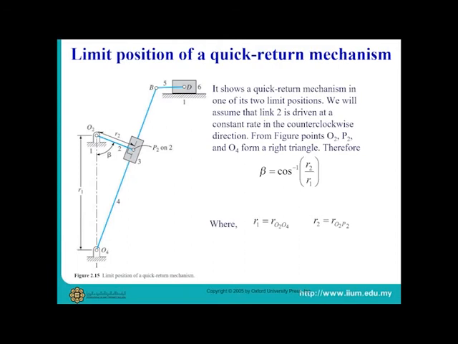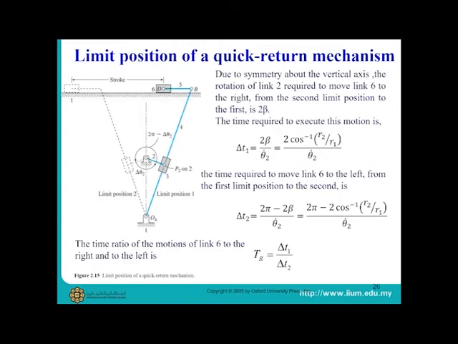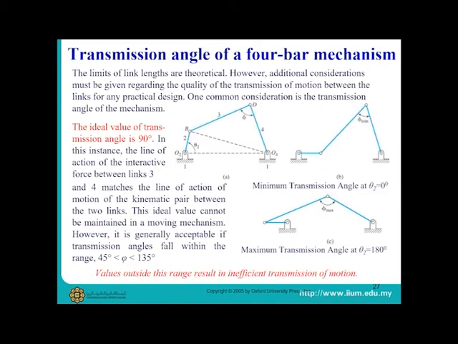This slide shows an example of a quick return mechanism. You can observe the same concept has been used here as well to calculate time ratio. Transmission angle is another consideration when you design a 4-bar mechanism. The optimum transmission angle is 90 degrees because all the forces in the link can be used to move another link. However, this optimal angle cannot be maintained in a moving mechanism. Therefore, the acceptable transmission angle is between 45 degrees and 135 degrees in 4-bar linkages.